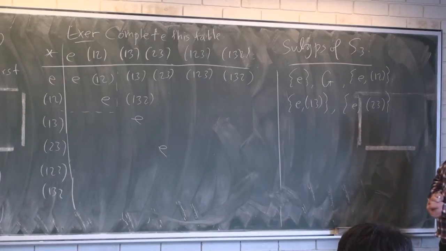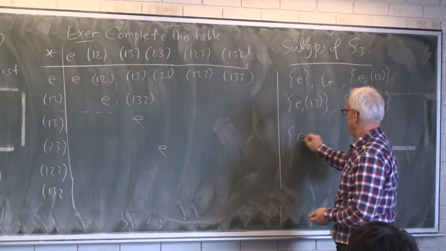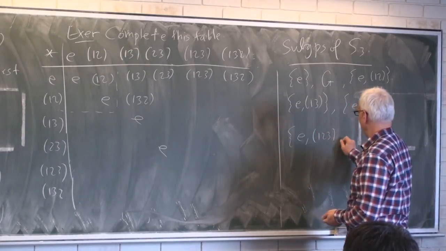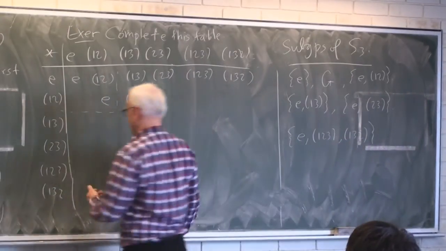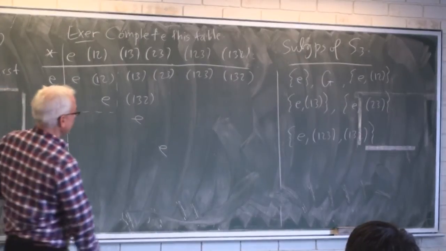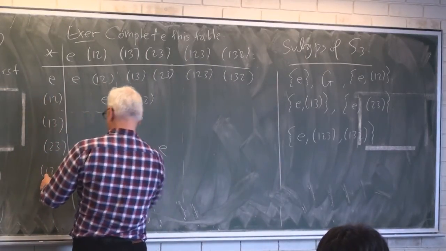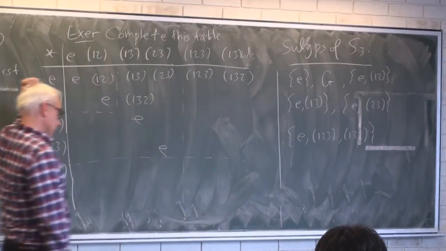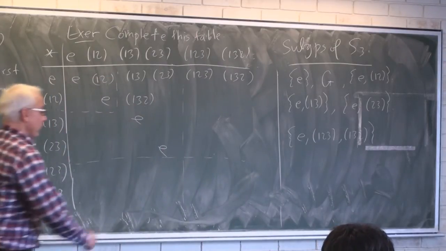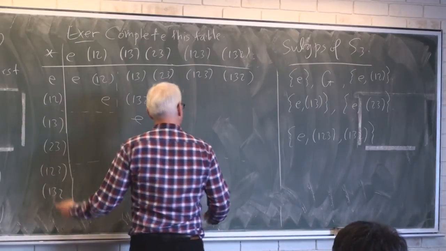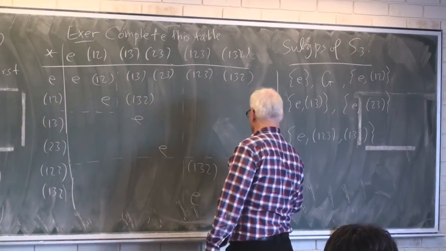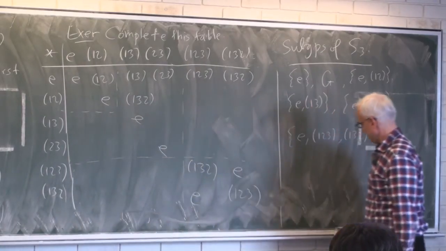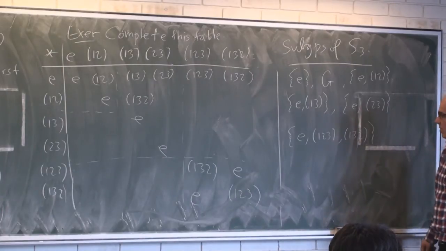And are there any other ones? Well, there's also one more subgroup: E with 1, 2, 3, and 1, 3, 2. Let me just clarify what the multiplication there is. So 1, 2, 3 times 1, 2, 3, if you do that twice, you get 1, 3, 2. And this one times this one will be E, E, and 1, 2, 3. So this is a little subgroup as well.